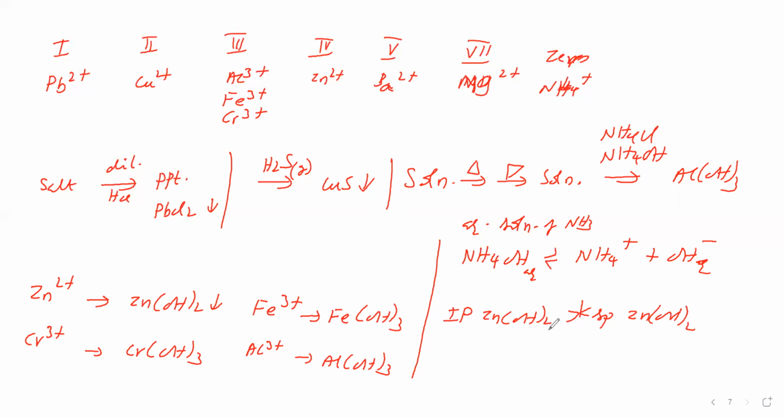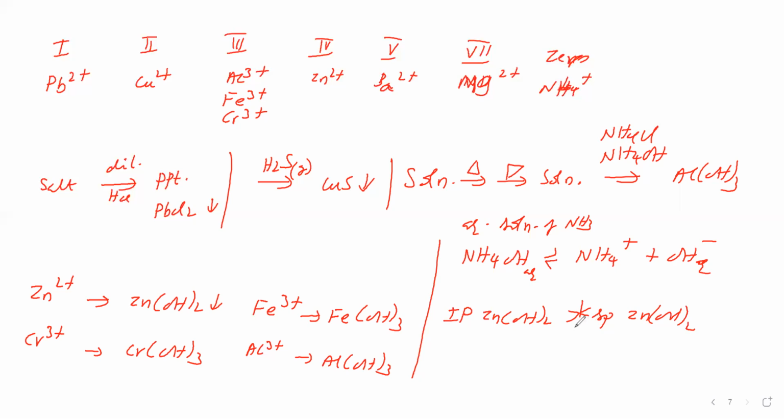Therefore, zinc is precipitating as zinc hydroxide with ammonia. That means the available concentration of hydroxide is enough for precipitating zinc. In this available concentration of hydroxide, the ionic product of zinc hydroxide is greater than the solubility product of zinc hydroxide. Therefore, zinc is precipitating.